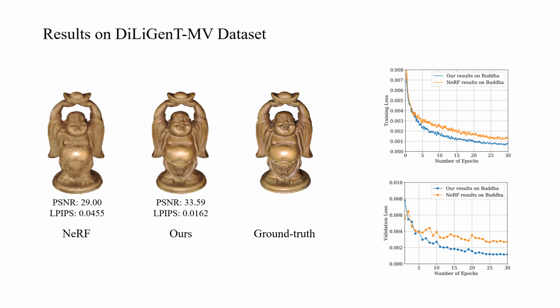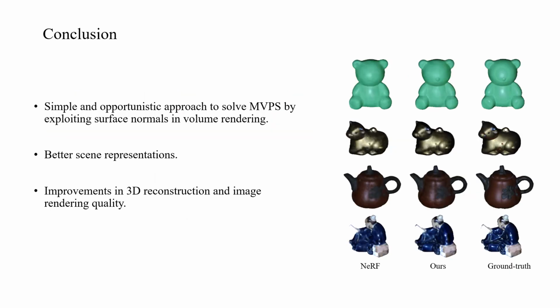Here we show that our method provides much higher image rendering quality compared to the standard NeRF. It indicates that surface normal information is crucial for learning high-quality scene representations, and that's why our method can render images with fine details. To sum up, we propose an opportunistic approach to solve the multiview photometric stereo problem by exploiting the surface normals in volume rendering. We show that we can learn better scene representations as the surface normals provide information of the gradient in the density space. As a result, our method demonstrates improvements in 3D reconstruction accuracy and image rendering quality.